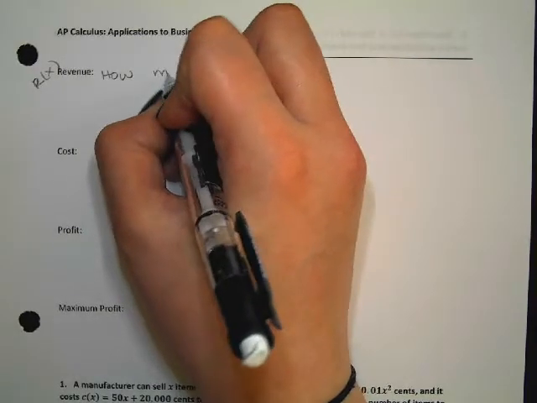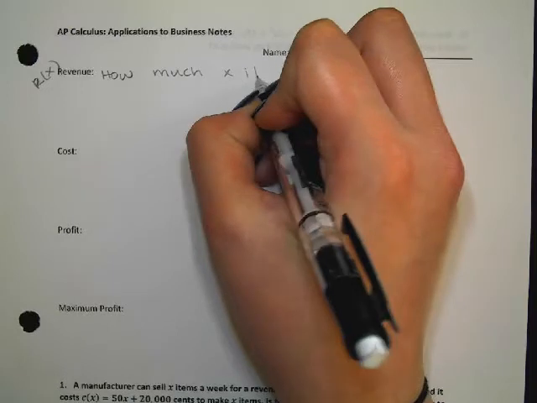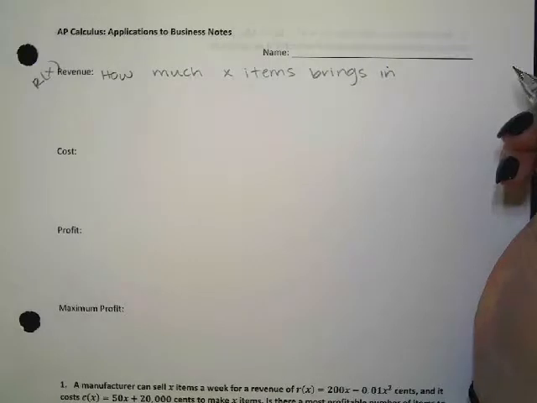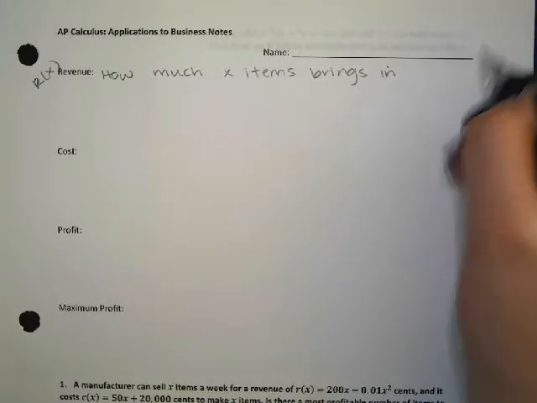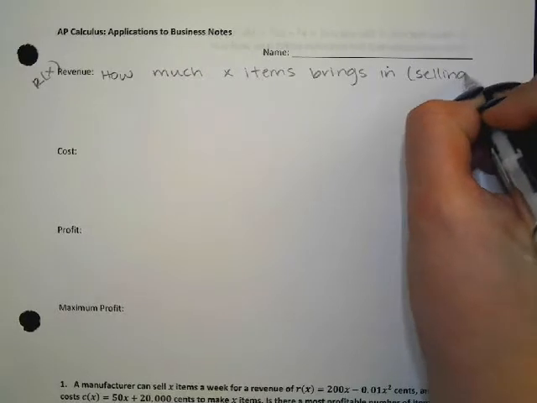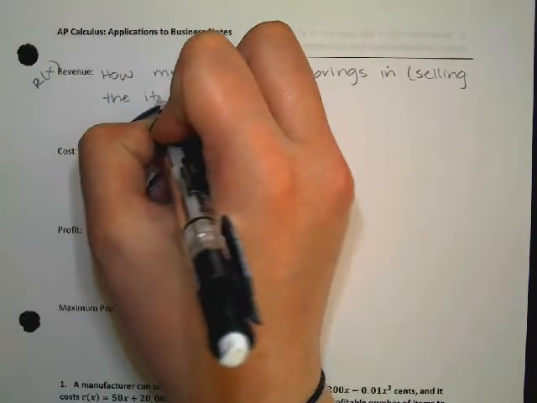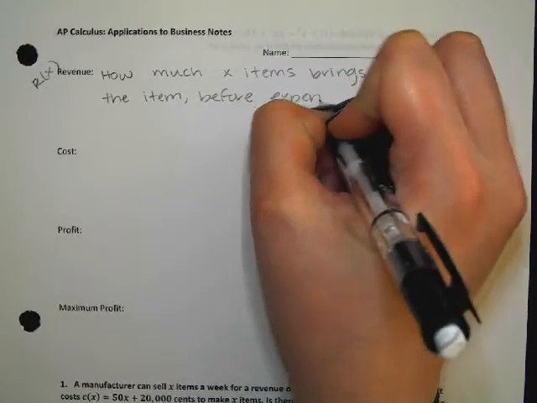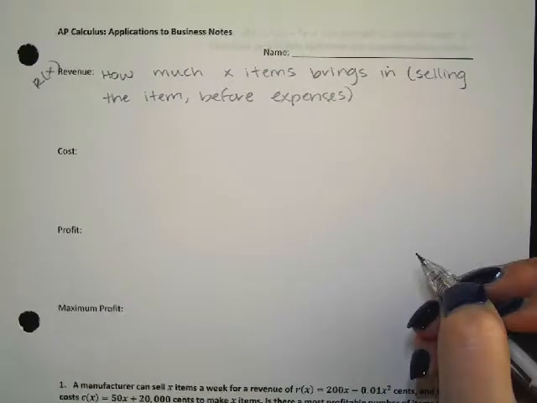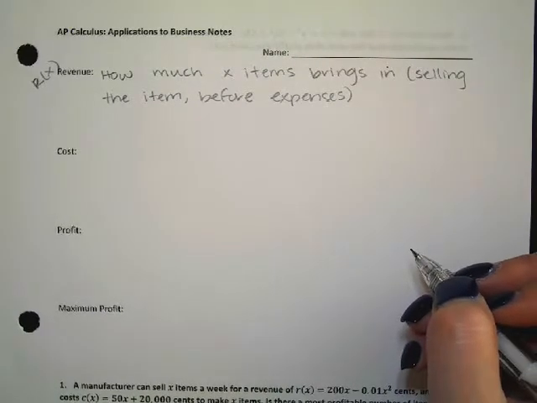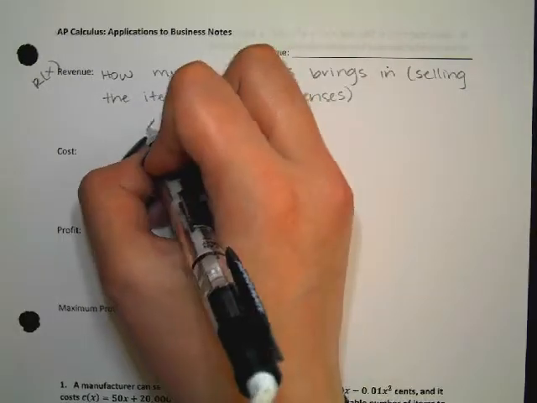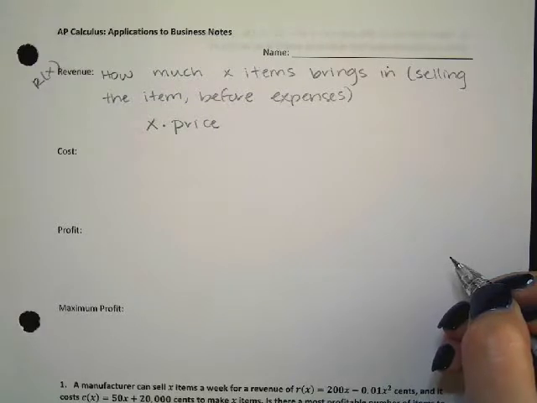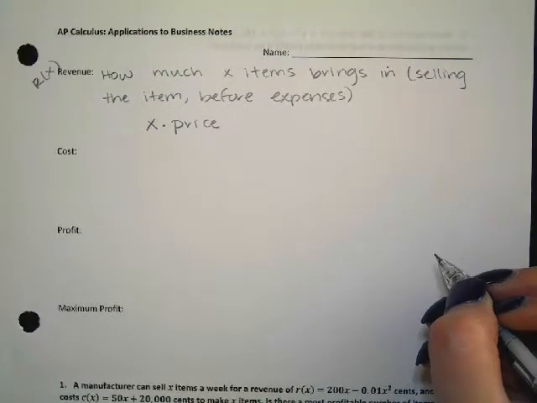So this is how much X items brings in. Like when you're selling things, your revenue is how much you get. So this is selling the item, and this is before expenses. So it's not the profit, it's how much money you're physically bringing in. So this is X multiplied by the price per item. So X is the number of items multiplied by the price per item.